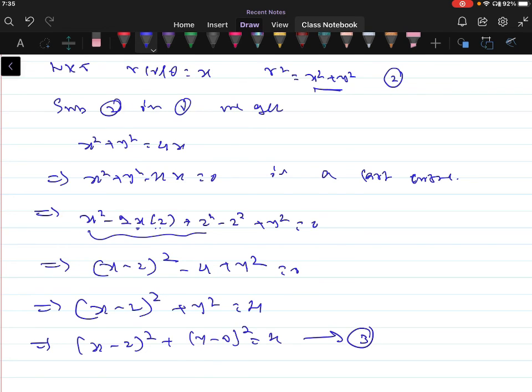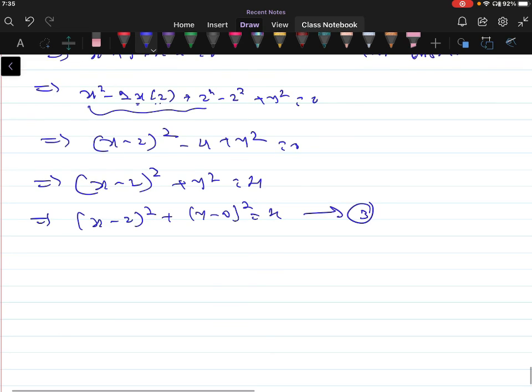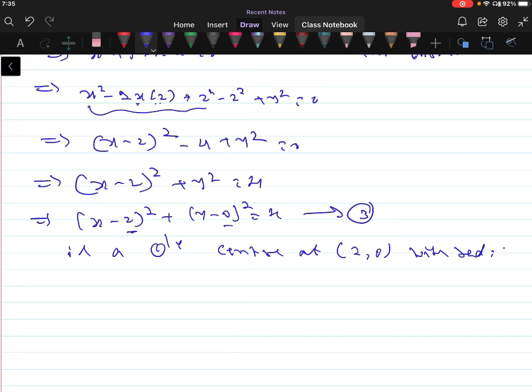Let us call this equation 3. Equation 3 is a circle with center at (2, 0) and radius 2 units.